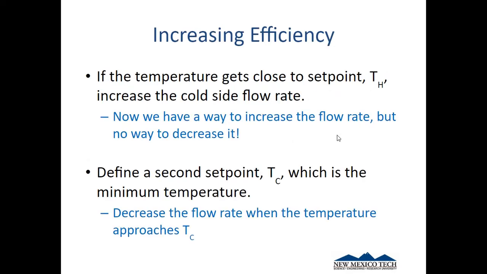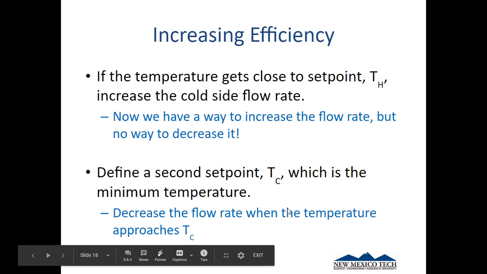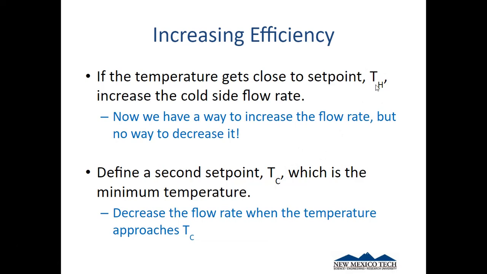Well, maybe if the temperature gets close, we turn on the water, and then maybe we have a second set point that says, if the temperature drops to this set point, we go ahead and scale that valve back. So now we know our temperature is going to be between this hot set point and this cold set point, and we're only using that amount of water instead of tons of water. So maybe we have a little bit of water savings there.